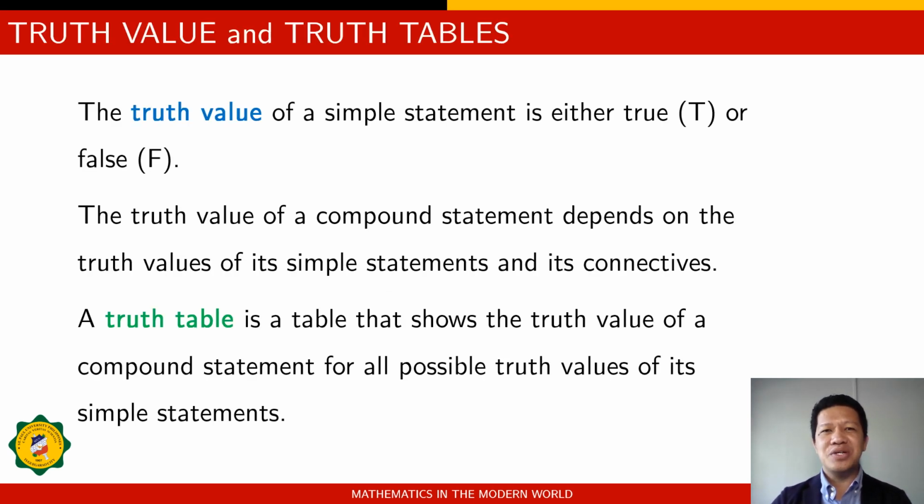The truth value of a simple statement is either true, represented by T, or false, represented by F. The truth value of a compound statement depends on the truth values of its simple statements and its connectives. A truth table is a table that shows the truth value of a compound statement for all possible truth values of its simple statements. We will have some examples in the next slides.